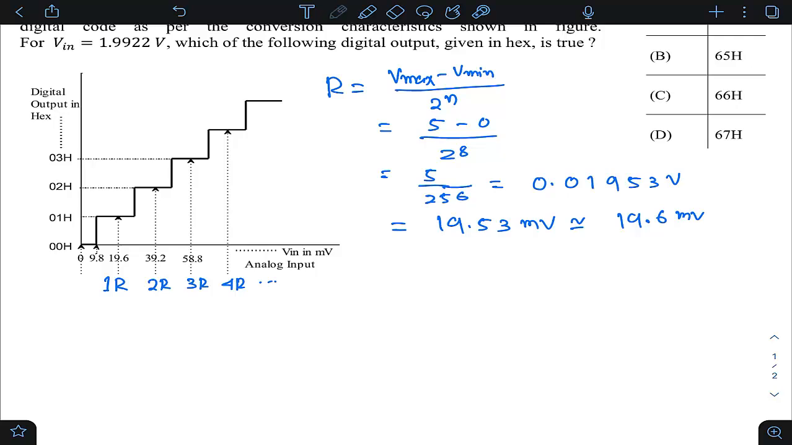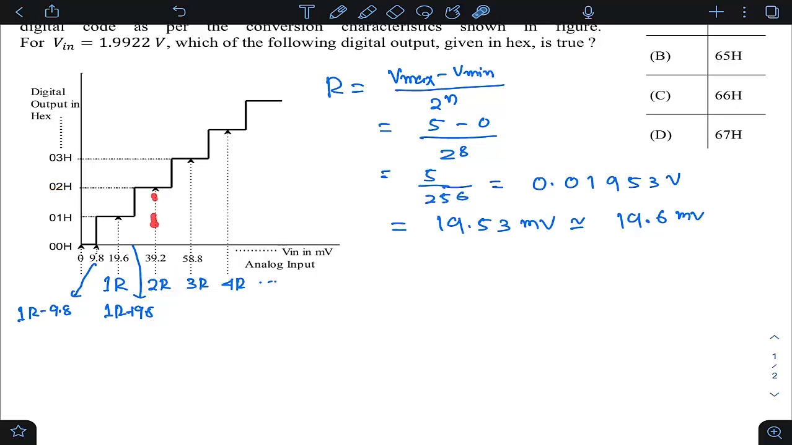So if somebody asks me what this point is, this point is 1R minus 9.8 millivolts. And what is this point? This point is 1R plus 9.8 millivolts. What is the meaning of it? That means if the input voltage is in the range 1R minus 9.8 to 1R plus 9.8, the output is 0.1. Similarly, the meaning of this range is, if the input is in the range of 2R minus 9.8 to 2R plus 9.8, the output is 0.2.